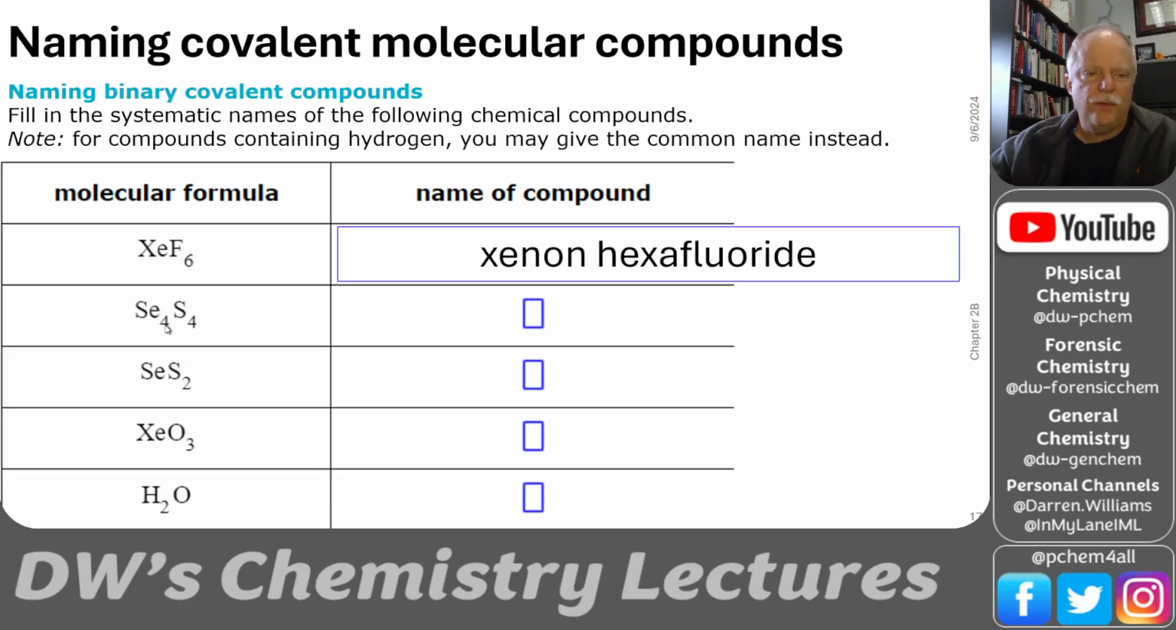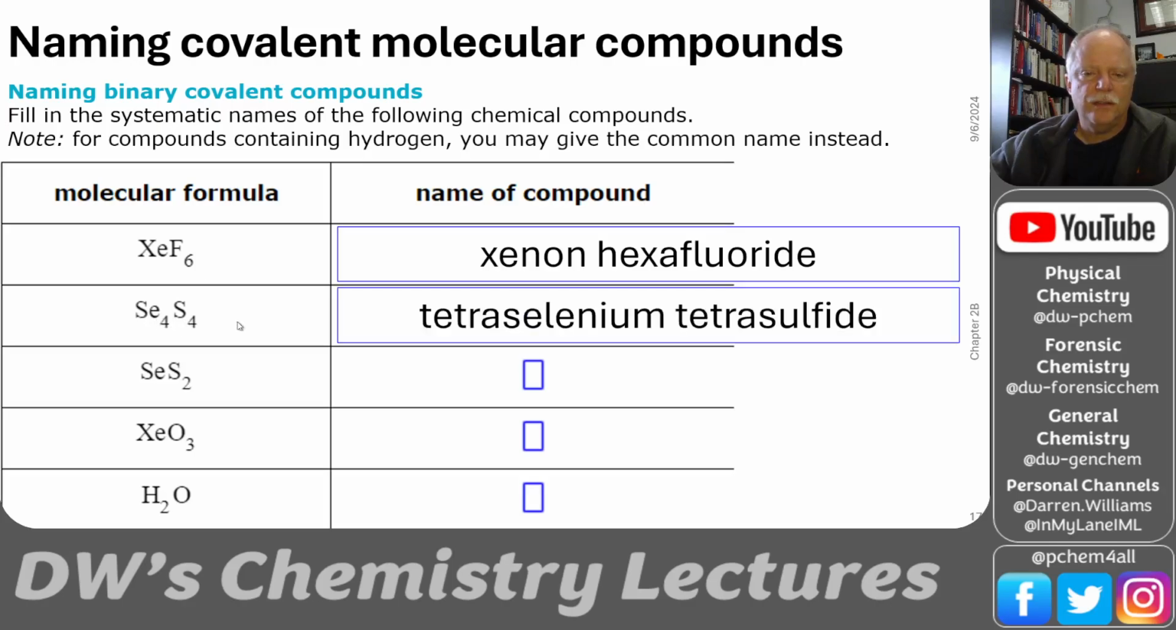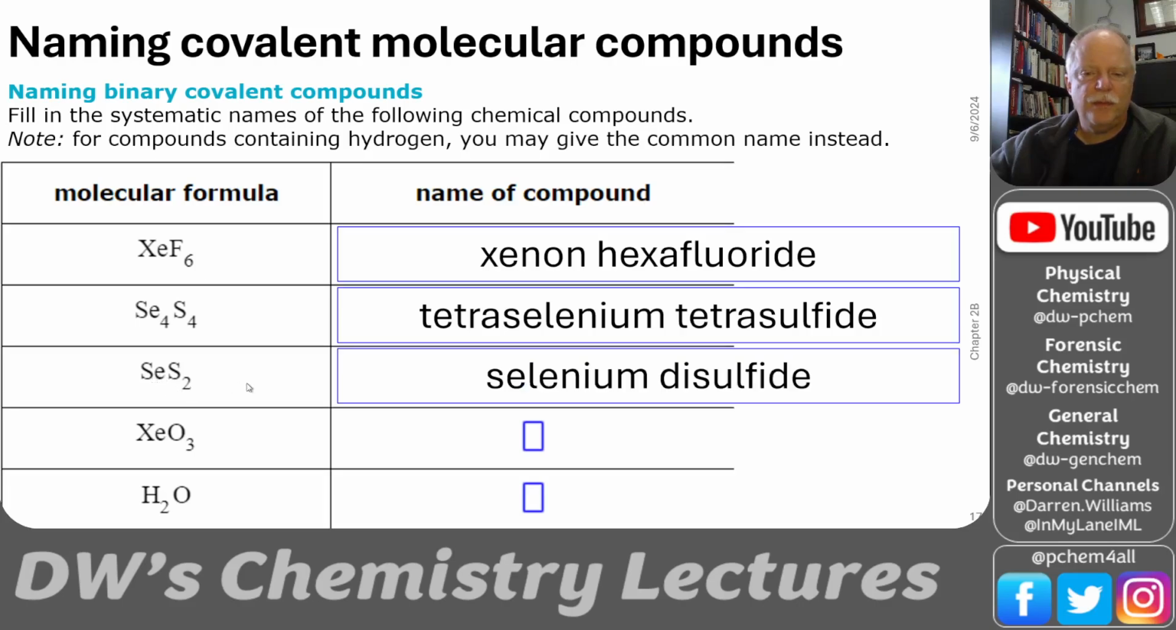Here we have 4 seleniums and 4 sulfurs, so it's going to be tetraselenium tetrasulfide. So tetra being 4, so tetraselenium tetrasulfide. Here's selenium disulfide. So there's just a single selenium. You don't have to put mono on the first one. So it's just going to be selenium disulfide.